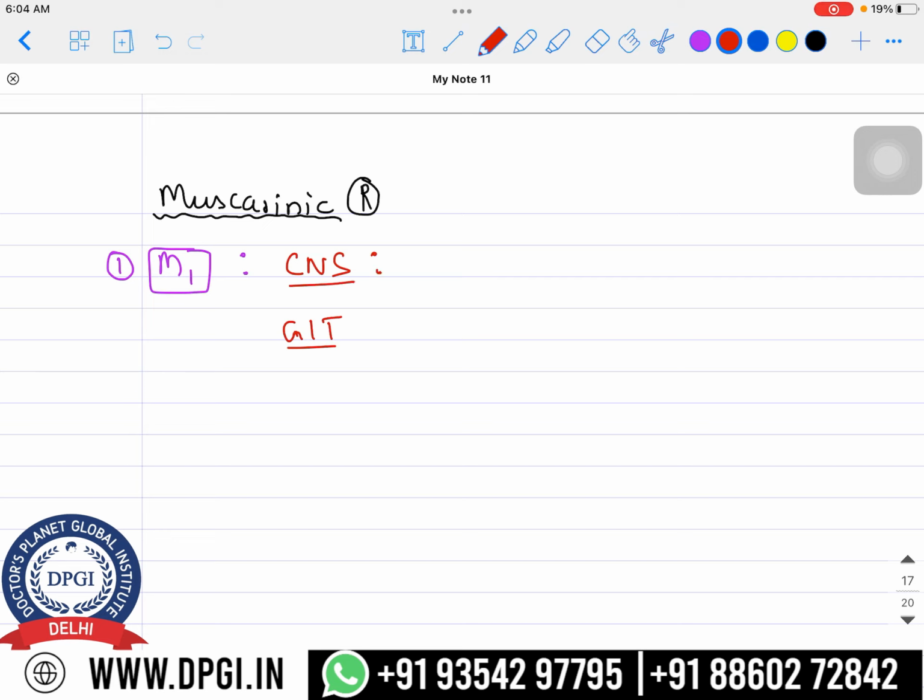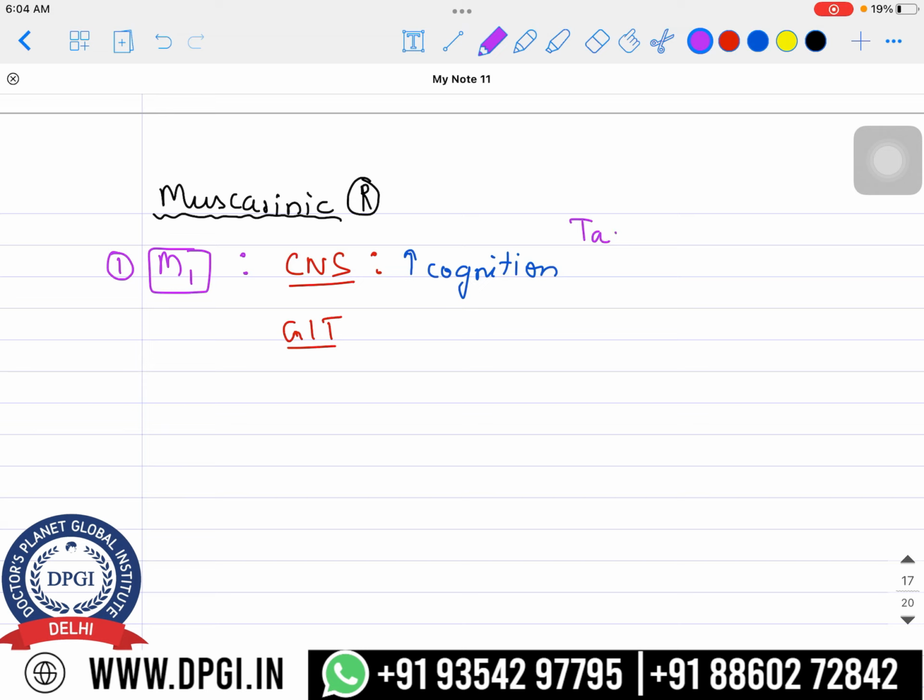In the CNS, they are actually increasing the cognition power. It will be inducing the action potential, and basically it will be increasing the cognition in the patients by stimulating the M1 receptor in the CNS. There is one drug named taclifencin, which is the M1 agonist, which we are using for Alzheimer disease. Why? Because in Alzheimer disease there is a problem with cognition, so we want to increase the cognition power of those patients.